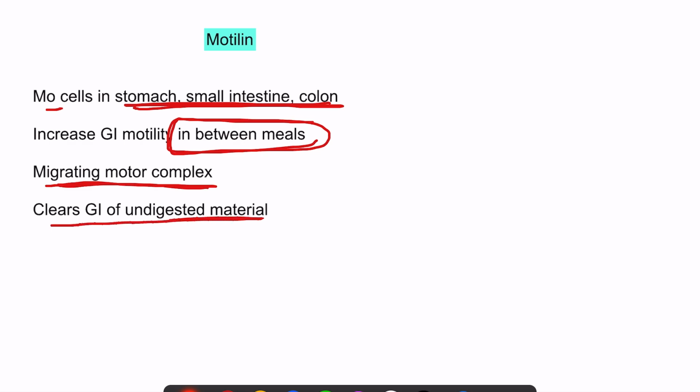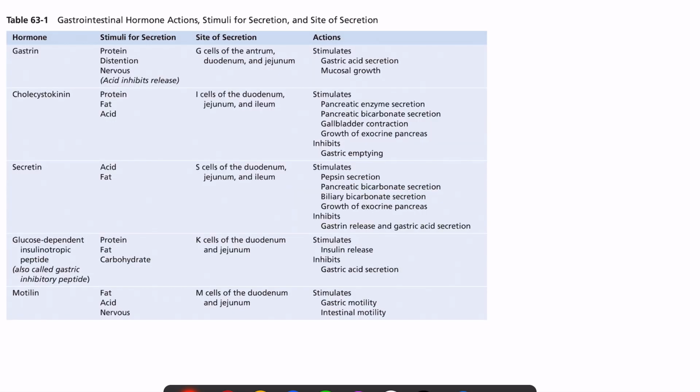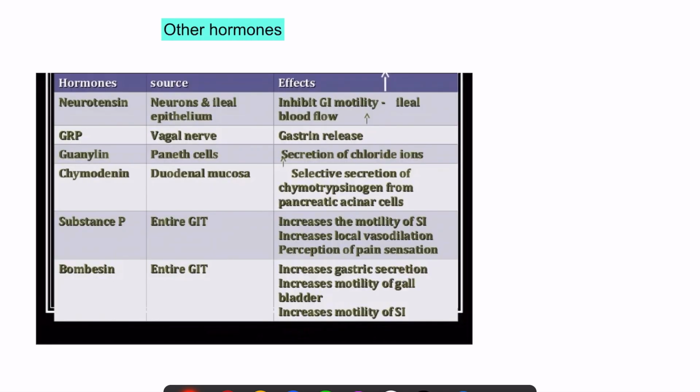Now here, this table from Guyton is showing a summary of all hormones which we have dealt. If you see, you can pause the video. It is same as what we have already dealt. Okay. These are certain other small hormones. Again, we are not going to deal with it because there are so many chemicals which are being detected. We are not going to deal with it.